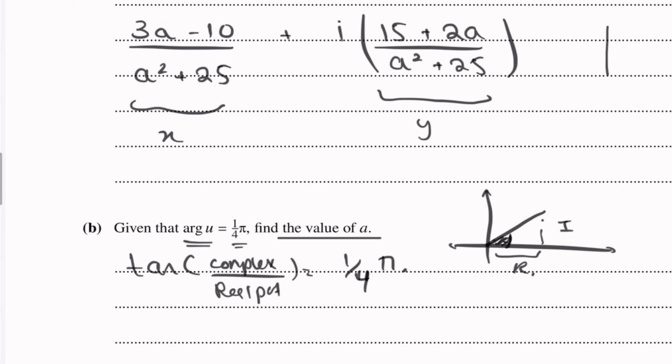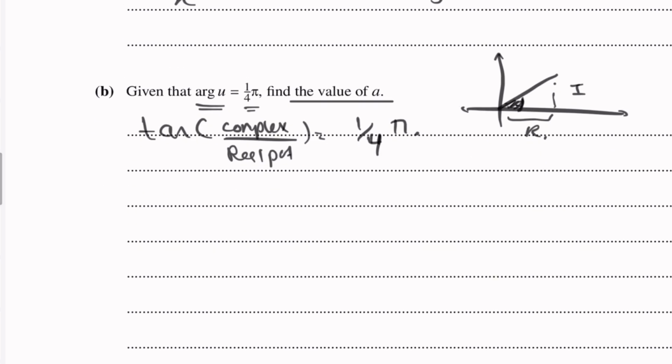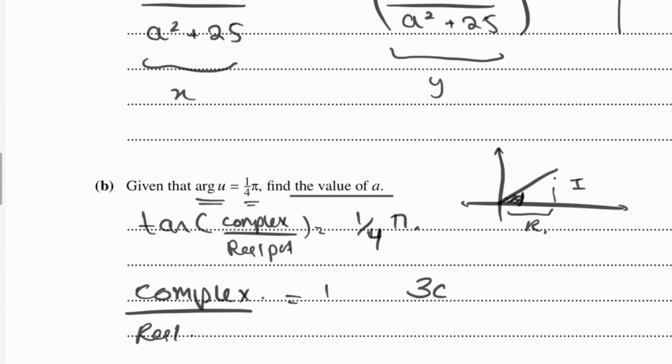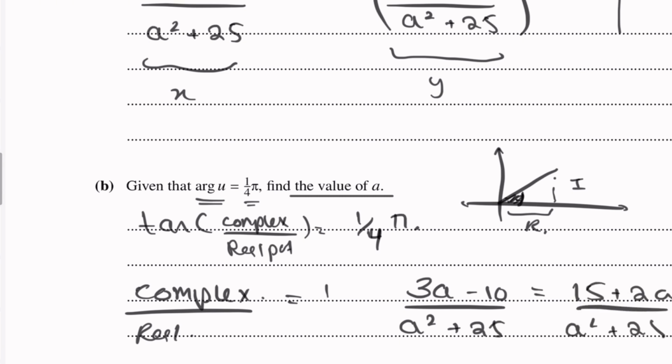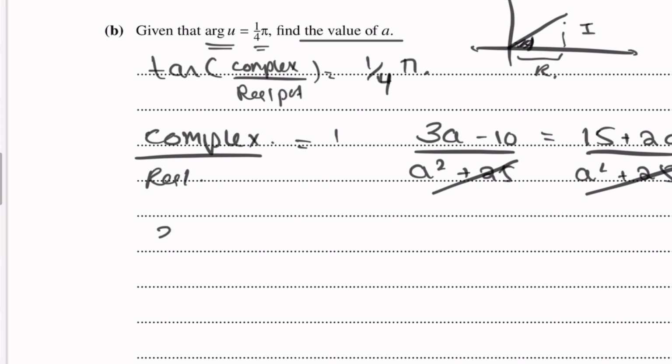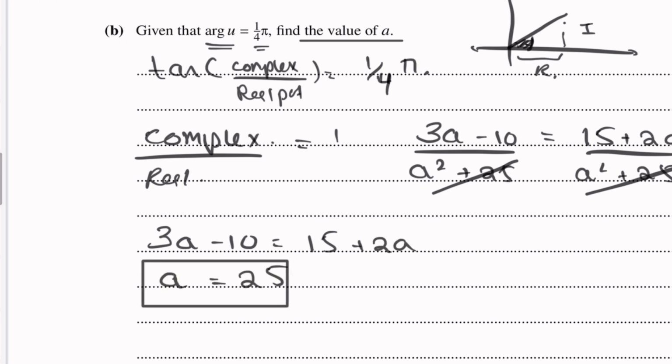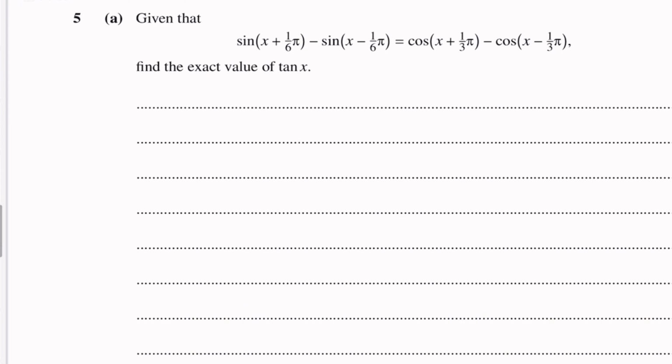So when the angle is equal to 1/4 pi, we know tangent is going to equal 1. And that means the imaginary part over the real part equals 1, which means the imaginary part equals the real part. In other words, (3a - 10) over (a squared + 25) equals (15 + 2a) divided by (a squared + 25). Now a squared plus 25 cancels on either side, and you get 3a - 10 equal to 15 + 2a, so a equals 25. There you go.